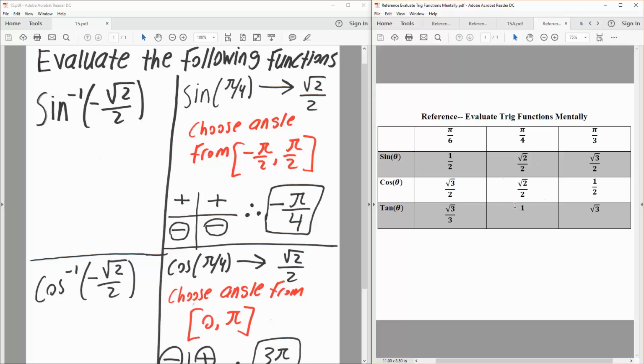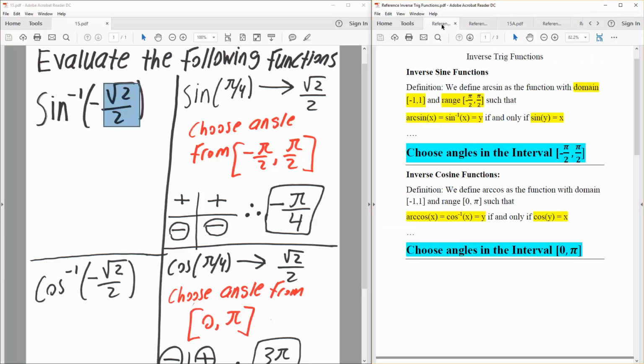And so we'll use this reference table. The way we can get the square root of 2 divided by 2 would be for sine pi over 4. So what value of sine would give us this? That's going to be sine pi over 4 would give us the square root of 2 divided by 2.